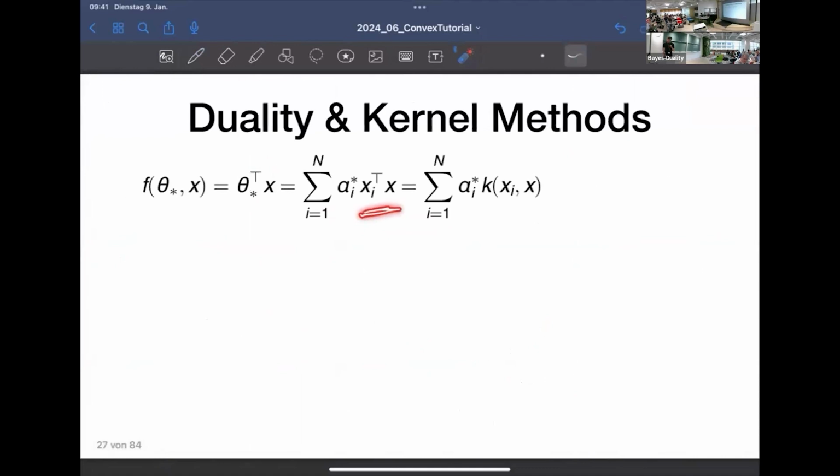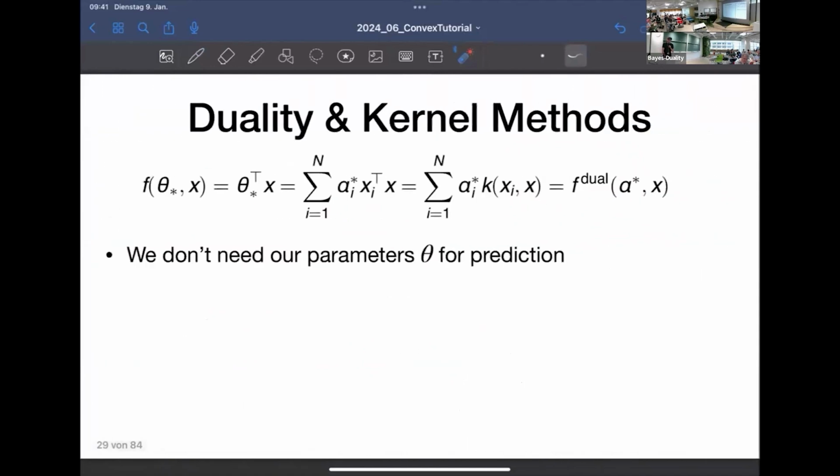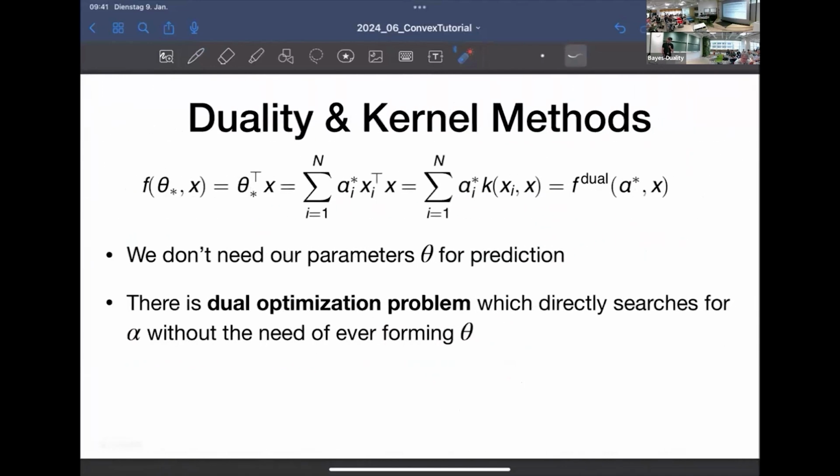These inner products you can generalize to kernels. Then these x's can also be infinite dimensional. So you have a dual way of predicting where you just need alpha star and x. And then Eugene comes and says, oh, but to know this alpha star, maybe I need to know my theta. So what have I gained? But the big thing is that there's actually a dual optimization problem which can directly search for alpha without the need of ever forming the theta.